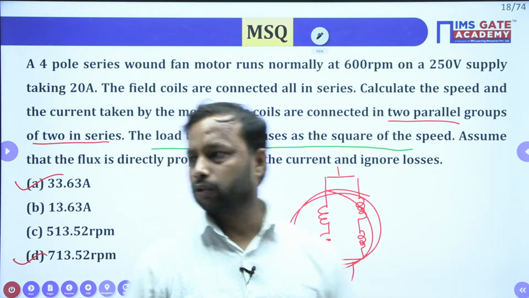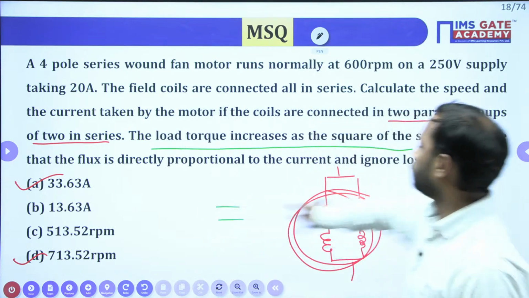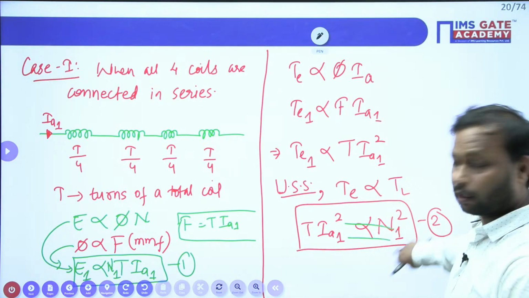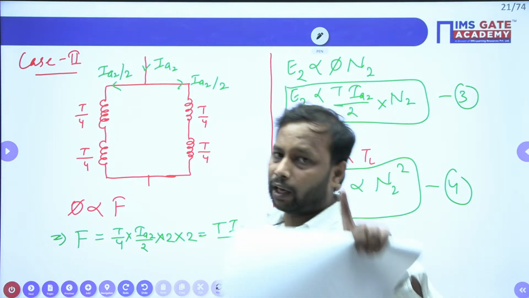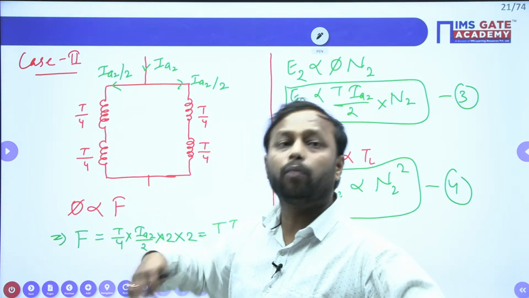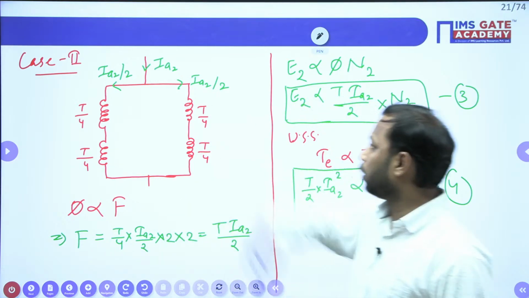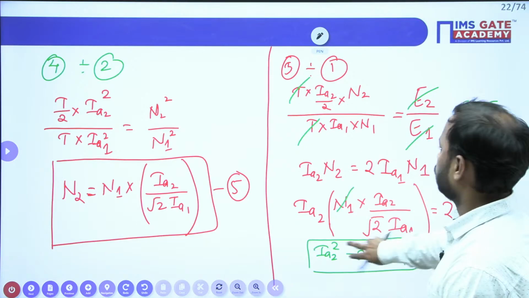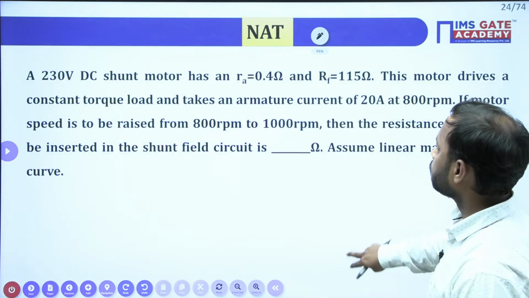All right. So let us move ahead, guys, with the next question. This was a very interesting question. Definitely, in the GATE exam 2023, you may get a question from this variation.